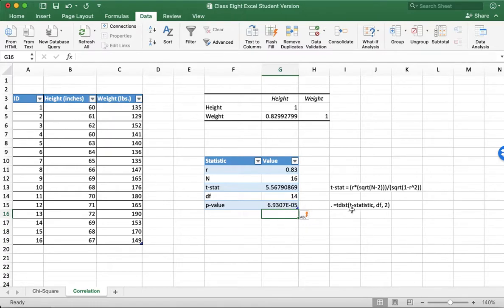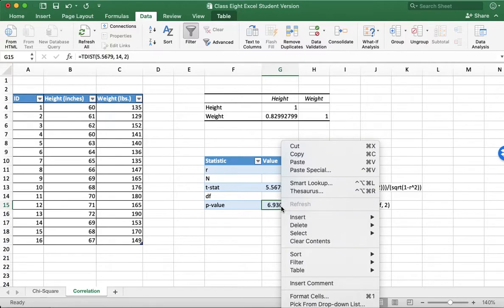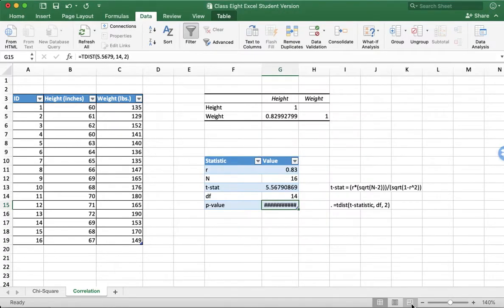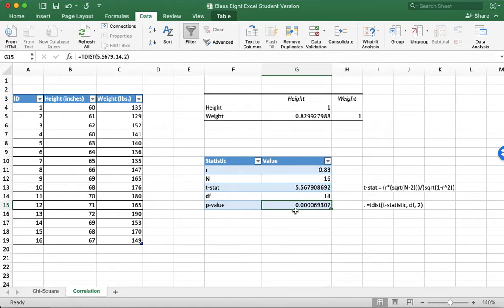Hit enter. And here we talked a little bit about this last time, but a lot of you, when we're doing these test statistics with the p-value, you'll get this odd e minus 0.05 number. What you can do here is right-click, format cells, make this a number, and then change the number of decimal places until we can actually see what this number is. You might have to widen the columns to actually see the number. But here we see that it is very, very significant. So here it's p is less than 0.0001.